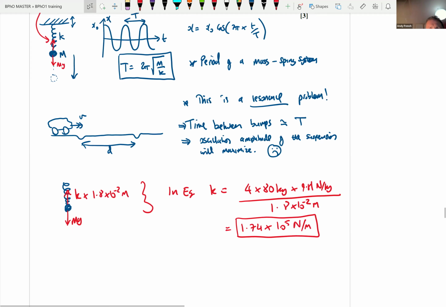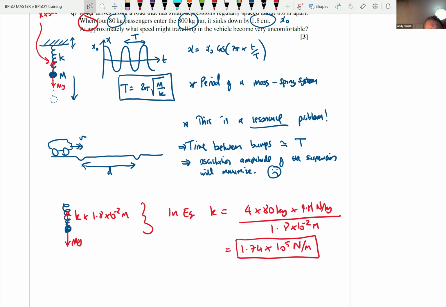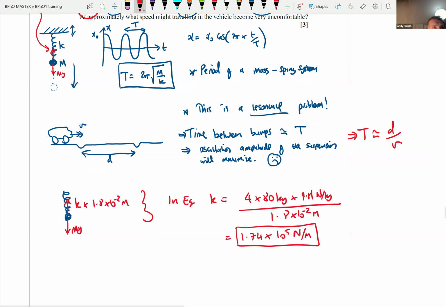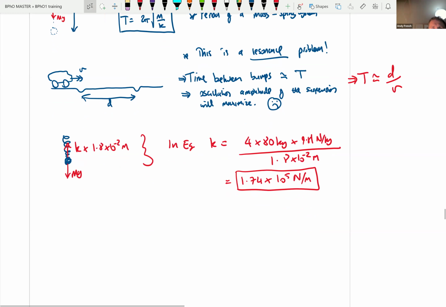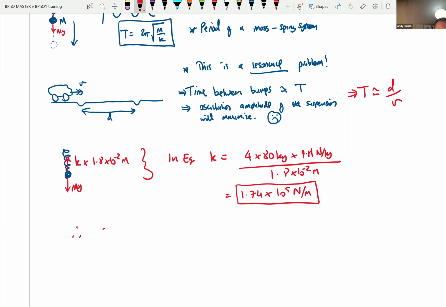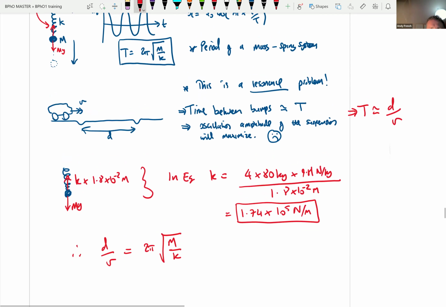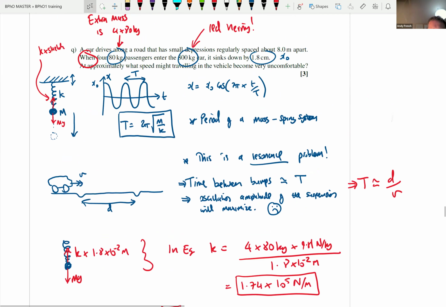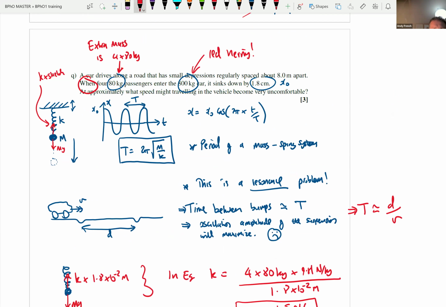So now we've got that, and now we can put that into our formula. And well, what's our period? Well, that's going to be our distance over the speed. So in this case, T is approximately distance divided by our speed. All right, so if we put that all together, what have we got? Therefore, distance divided by speed equals 2 pi square root m on k. Remember, in this particular case, now hang on a minute. Yes, we do need to get, because that's the period of our mass spring system.